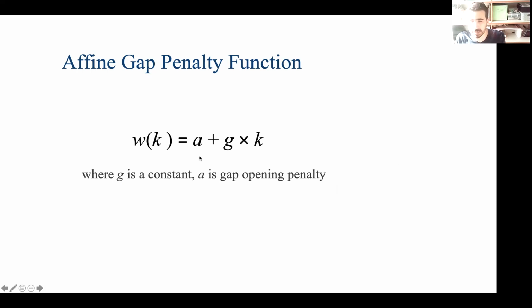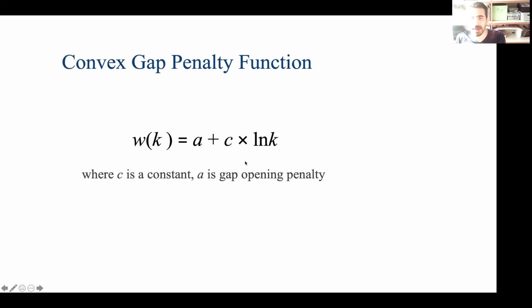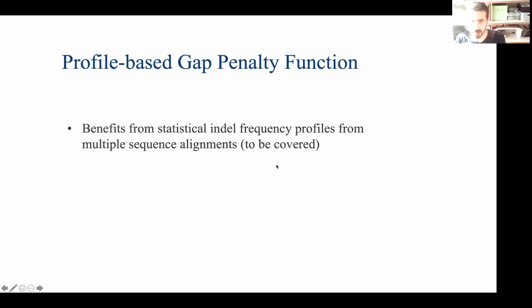So that's what it does: it gives a constant A for opening a gap, and then for the rest, it reduces the weight of the length of the gap by assigning a lower penalty score. Okay, and finally, the convex gap penalty function. It is similar to that. The difference is this portion. Now it is not linear. I will show you an example. And finally, we have a profile-based gap penalty function. We'll talk about profiles, and it is a very, very important concept, and we'll cover that later on.